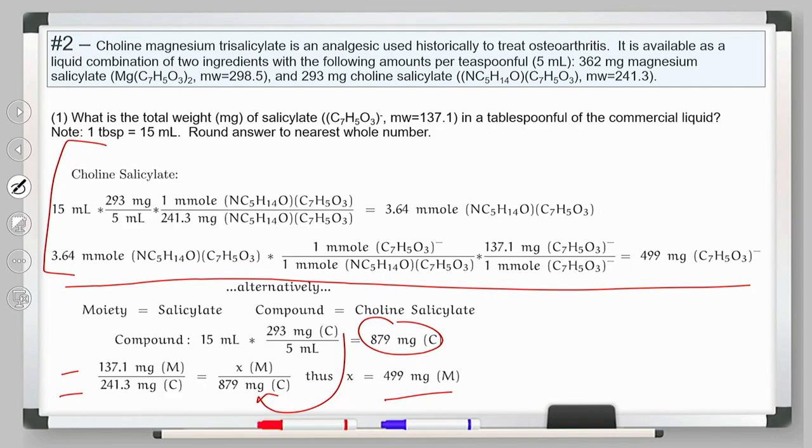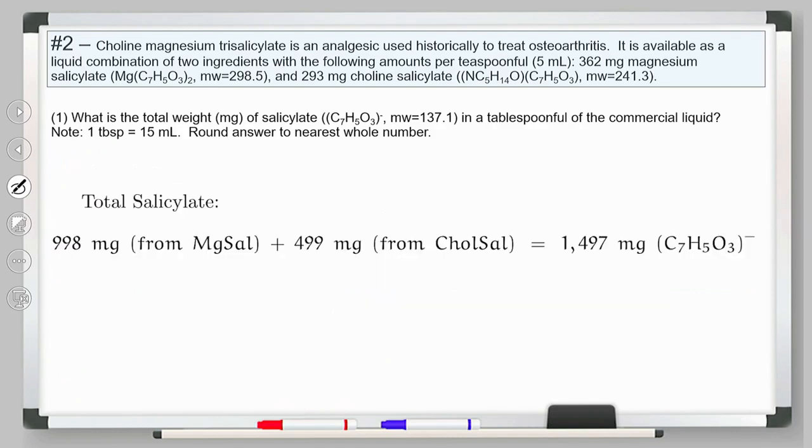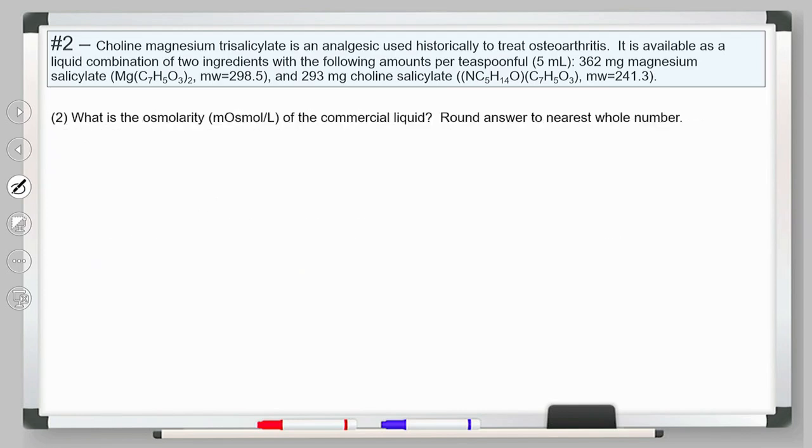So once you have found the weights of each of the salicylate from each ingredient, from the magnesium salicylate I get this amount, from the choline salicylate I get that amount. Add it all together, and I can see my total weight. Right? So that's where that comes from.